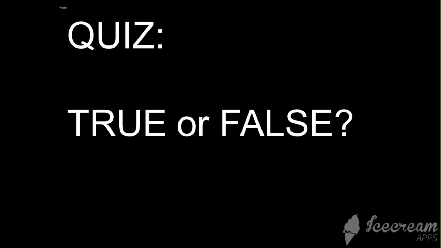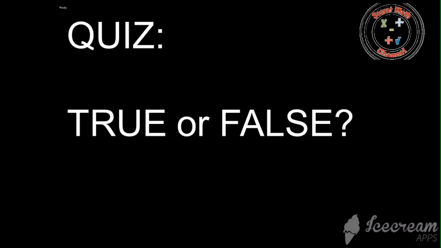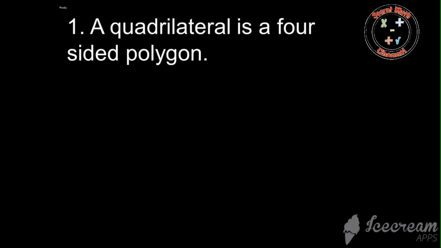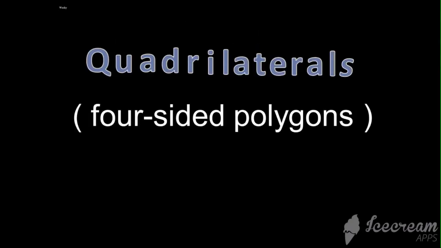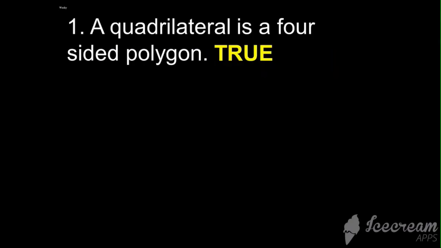Now let's have a quiz. Answer the following statements whether true or false. Number 1. A quadrilateral is a four-sided polygon. The answer is true. We already defined that quadrilateral is a four-sided polygon.